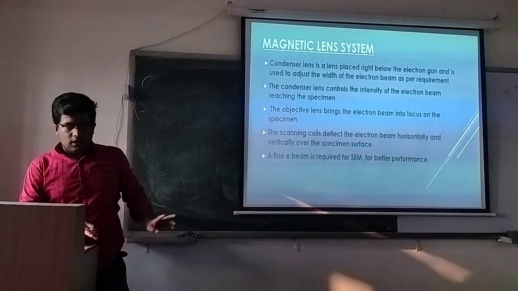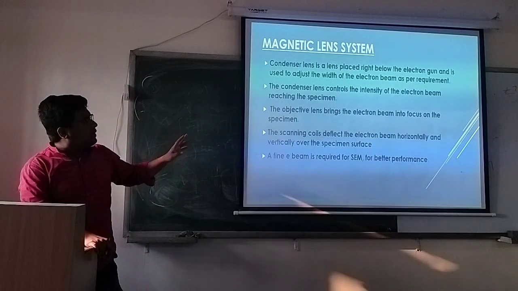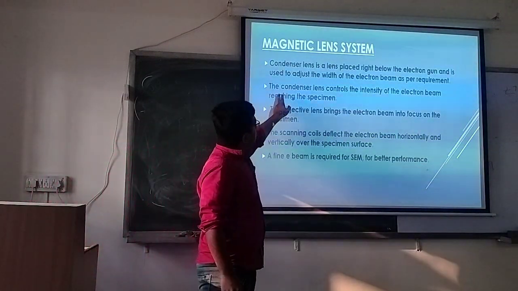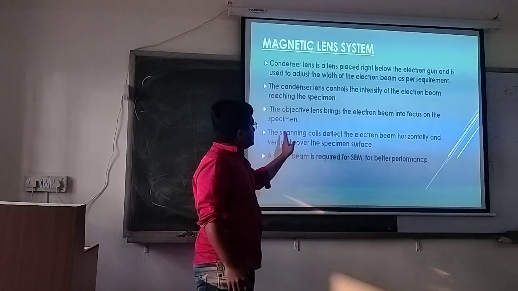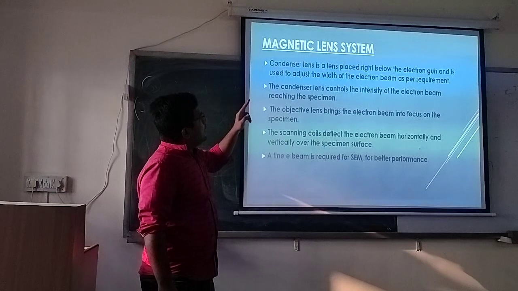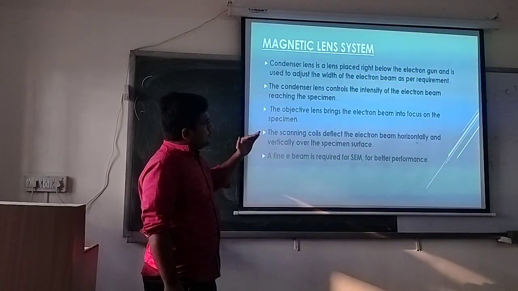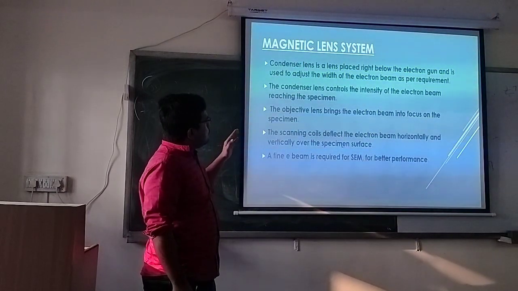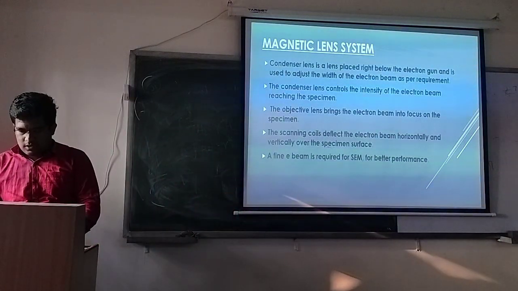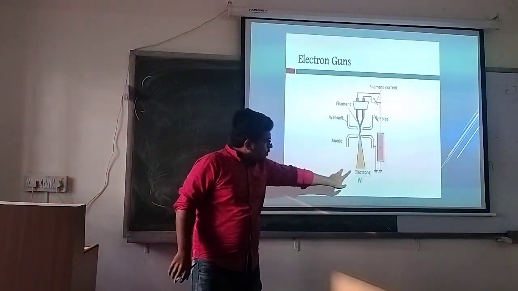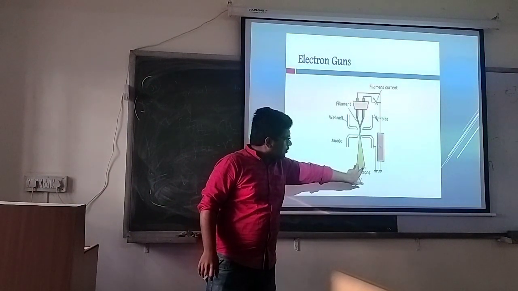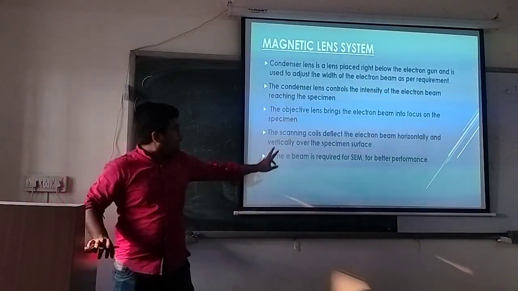Okay. Then the magnetic lens system. The magnetic lens system is made of the condenser lens, objective lens, and scanning coil. Consider the condenser lens: it is placed right below the electron gun and is used to adjust the width of the electron beam as per the requirement. As you can see, the electron beams are spread out. To focus on the specimen, we have to use the condenser lens.